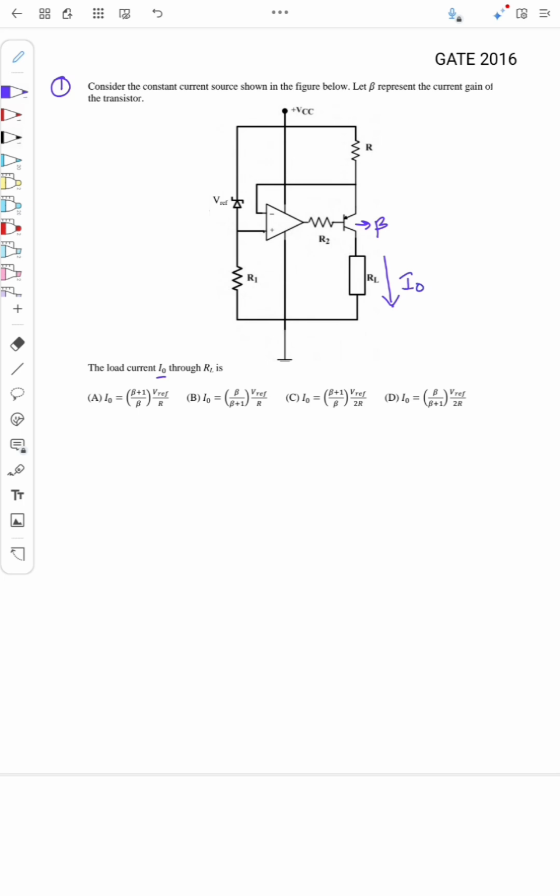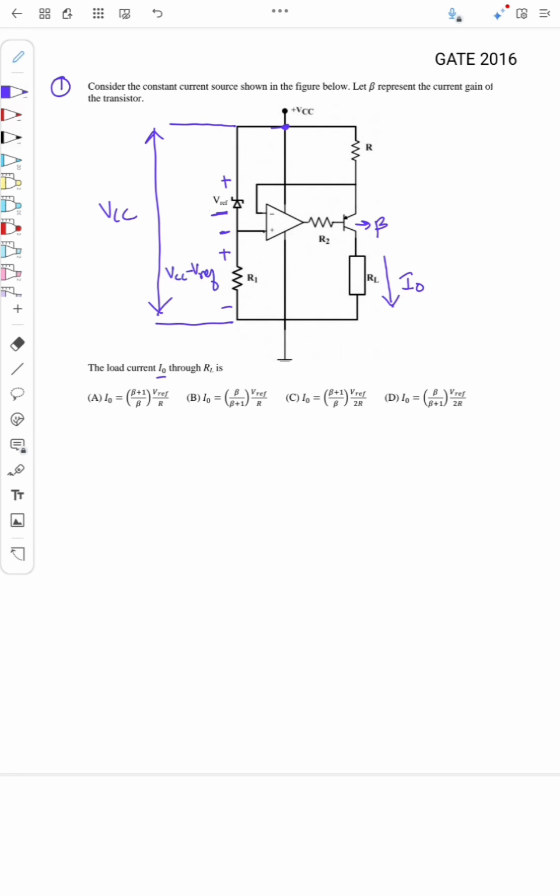Okay, so if you analyze this circuit, this voltage is VCC and a Zener diode is connected here, right? So this is plus and this is minus, and this Zener diode is connected in reverse bias. So the voltage across this Zener is Vref. If this voltage is Vref, what is the voltage across R1? We know the entire voltage between these two nodes is VCC, and Vref is dropped across the Zener. So the drop across R1 is actually VCC minus Vref.